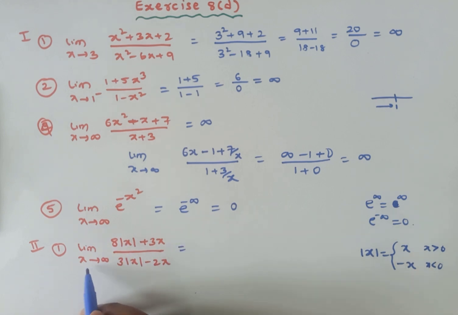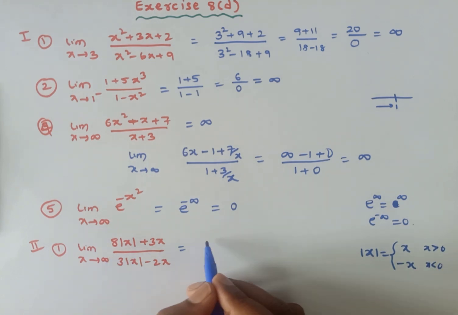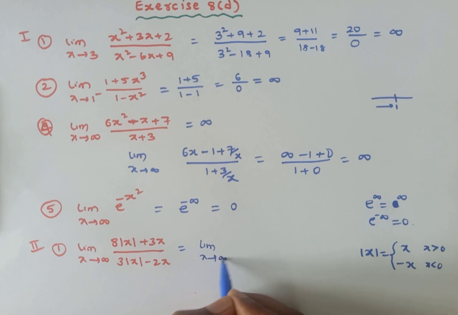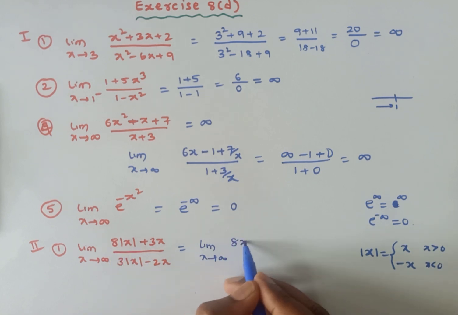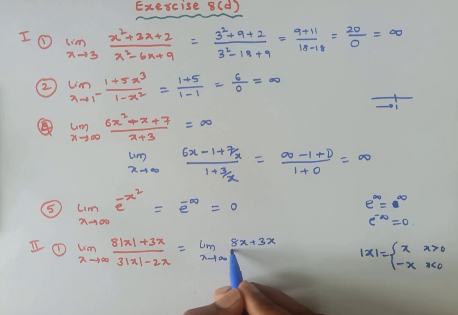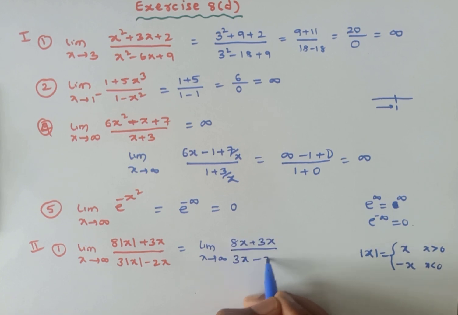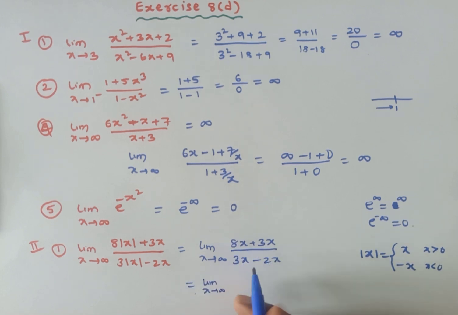Now that is based on this, right? x goes to infinity, a positive value, so here x is greater than 0. So you can write this limit as x approaches infinity, 8 into mod x is 8x, plus 3x as it is, divided by 3 into x minus 2x. Now it is 11x by x. Here x gets cancelled, and the limit as x tends to infinity of 11, a constant, is always constant only. So the answer is 11 for this.